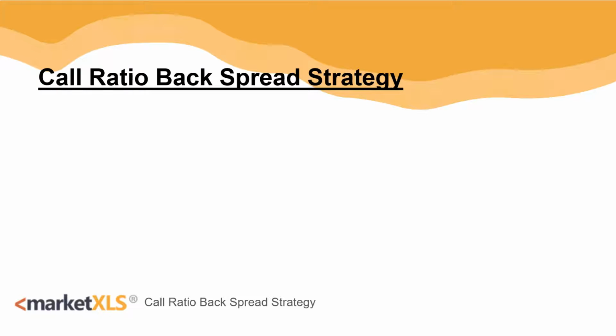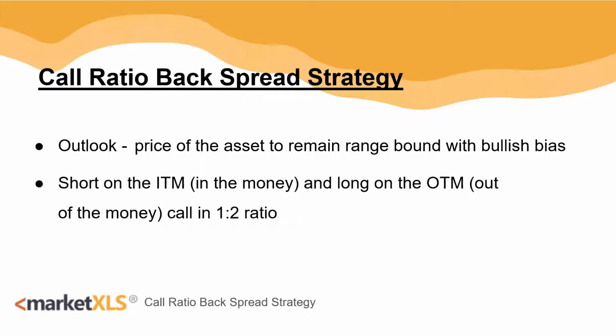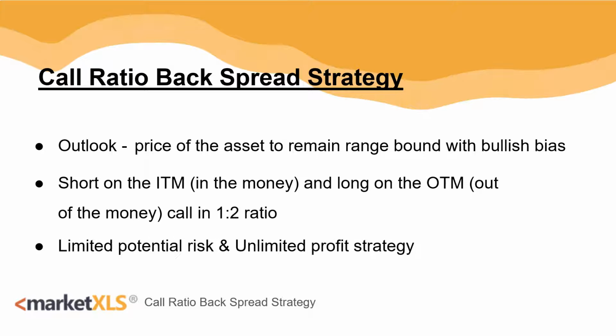A call ratio backspread strategy is best implemented when you're expecting the price of the underlying asset to be bullish or range-bound. It is a two-leg strategy involving two option transactions. What we do in this strategy is that we go short on the in-the-money and long on the out-of-the-money call option in a 1:2 ratio. In this strategy, the loss is capped and the potential profit can be unlimited.